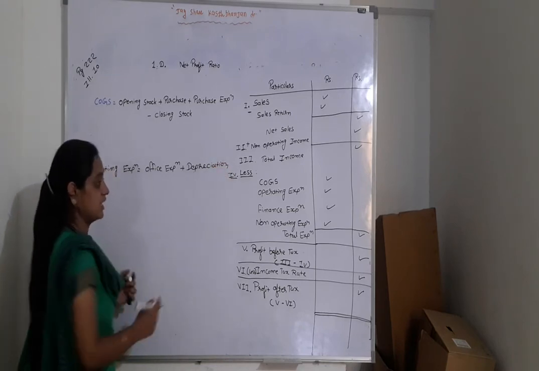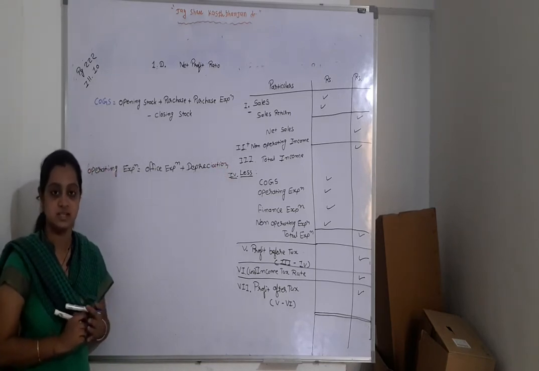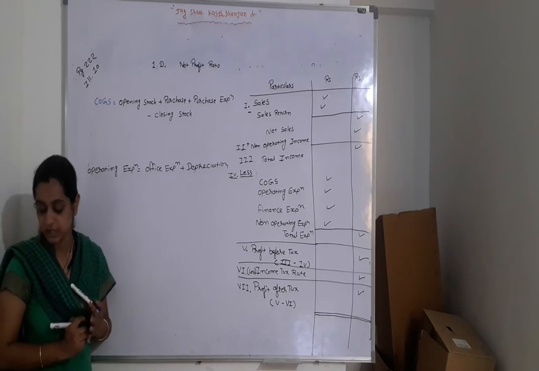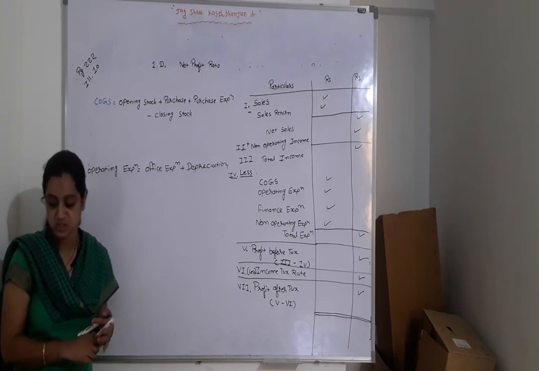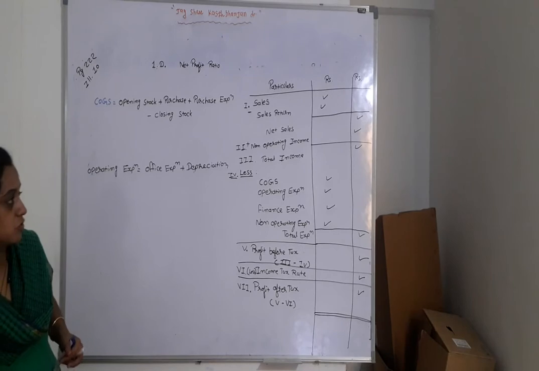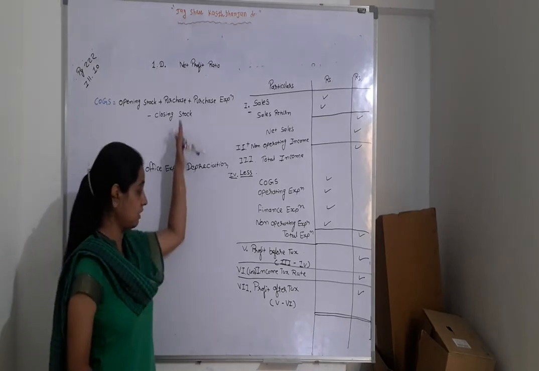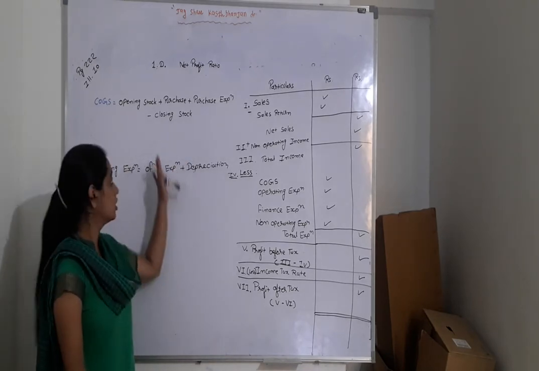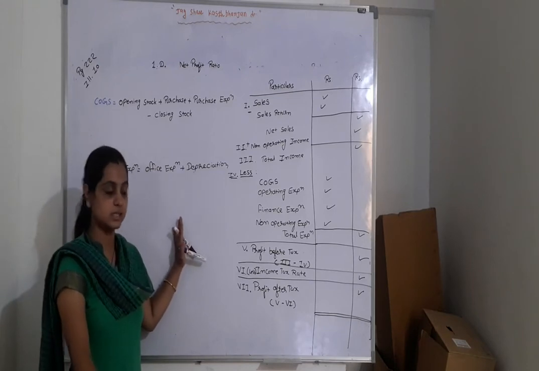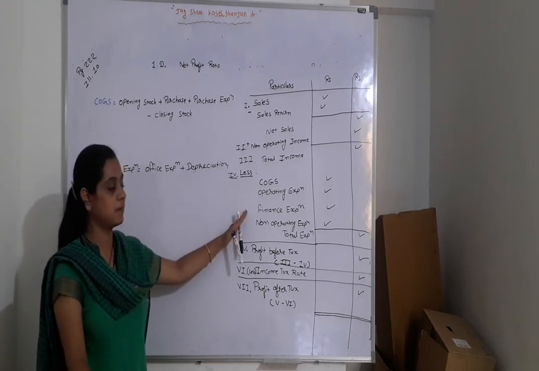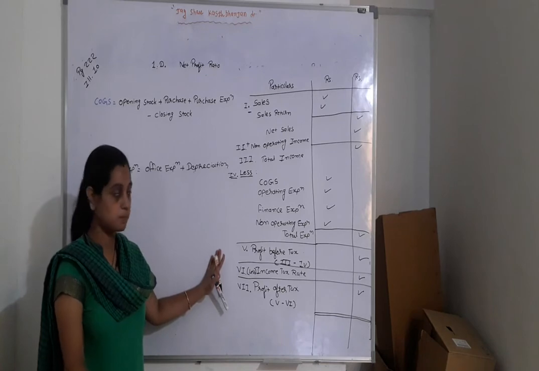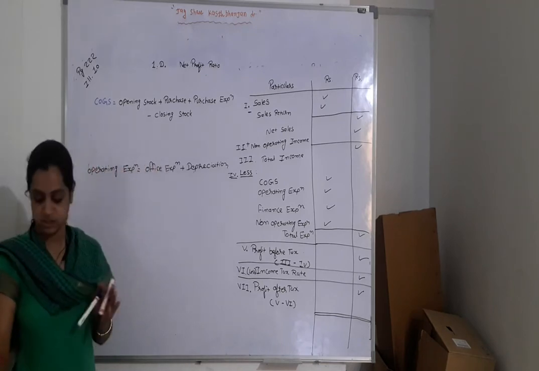Right? Then there is only one finance expense. Non-operating expense is only one. That means no need to use formula for that. First of all, we have to find COGS and operating expense, and after that we can apply this table. Okay, so let's find COGS.